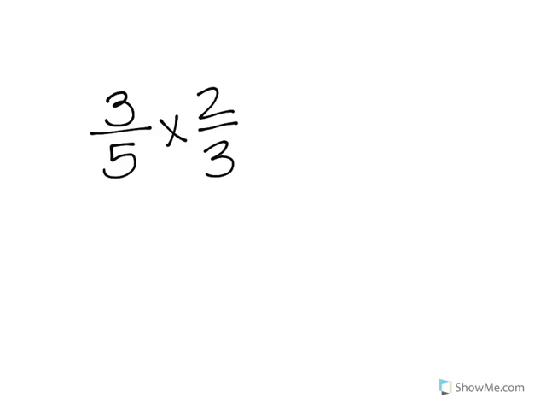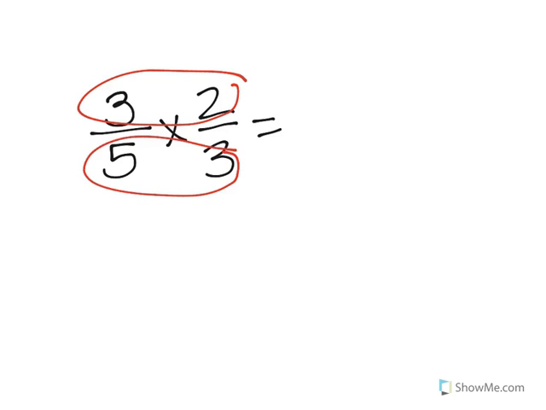Okay, today we're going to talk about how to multiply fractions. And I'm going to start by multiplying a fraction times a fraction. So let's say that I have 3/5 times 2/3. I'm just going to multiply the top times the top and the bottom times the bottom. 3 times 2 is 6, and 5 times 3 is 15.